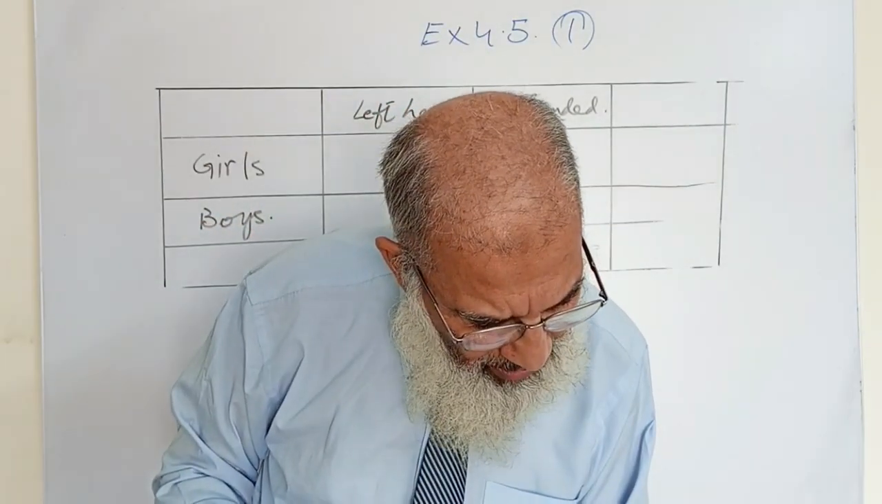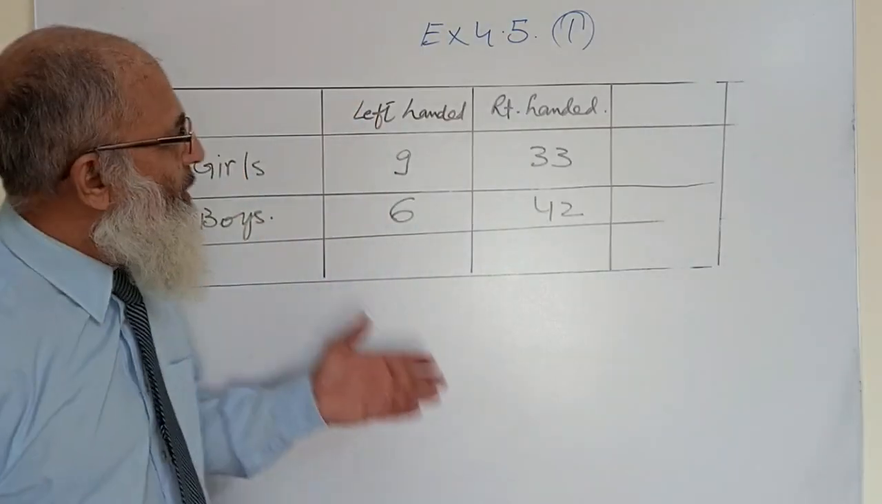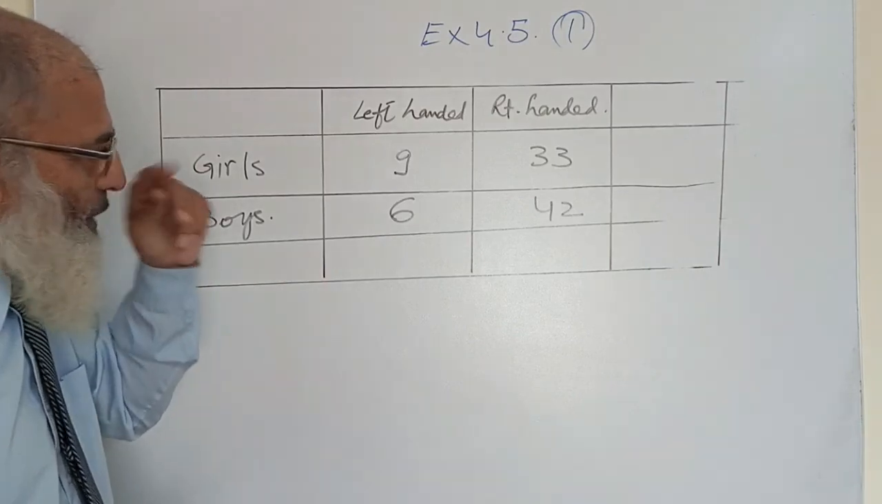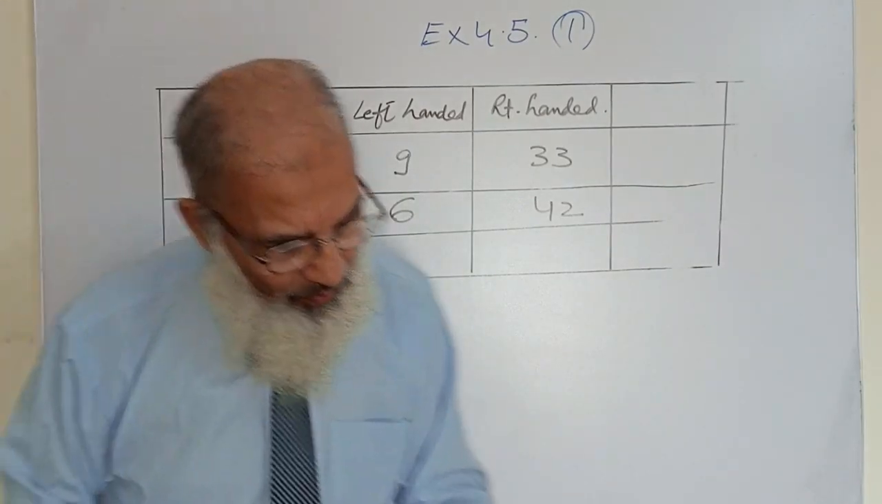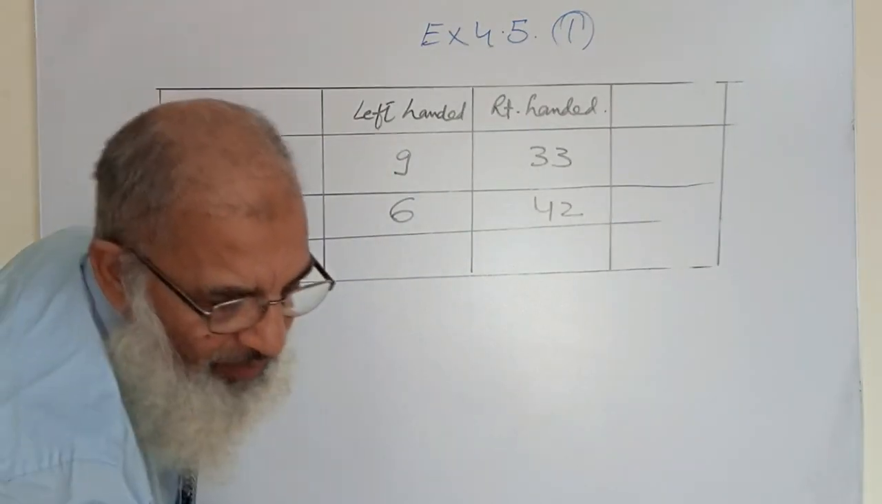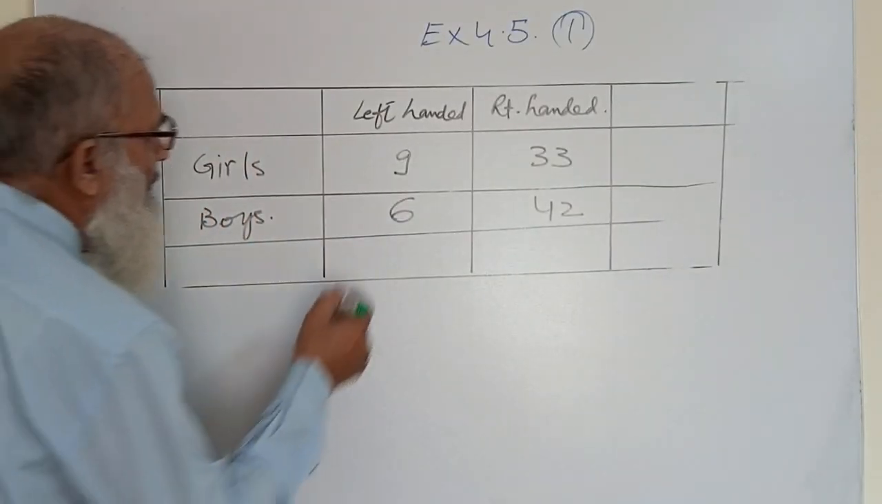She drew up this two-way table to show the results. Okay, now she has asked the questions. How many left-handed girls are there in the class?